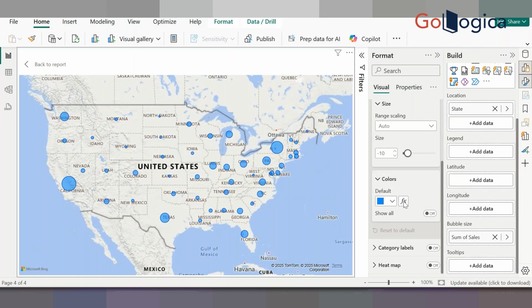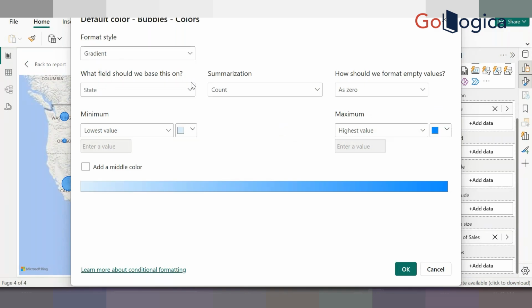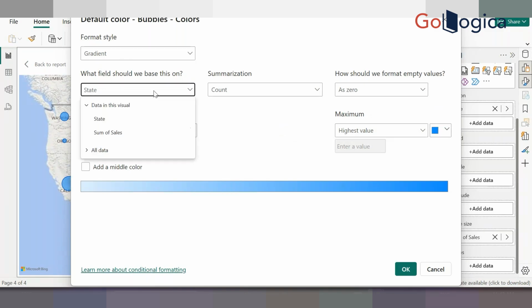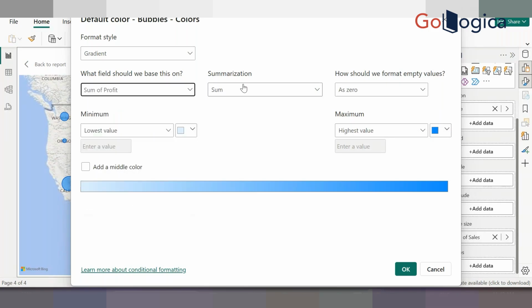I'll just go to the fx function and put a gradient color. Gradient color is ranging color, no? I want to put the color based on the profit. I want to color this based on the total profit.